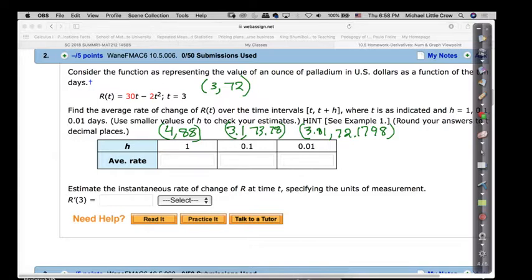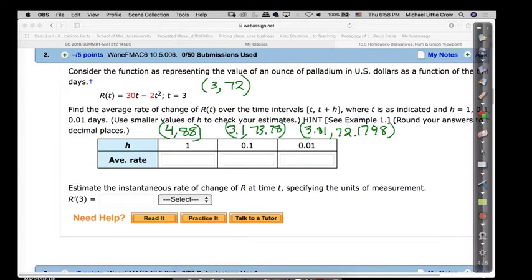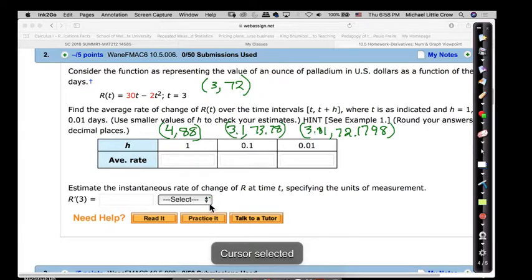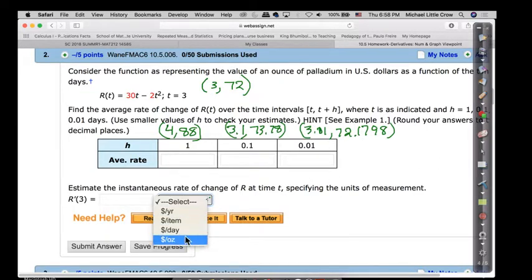Not too bad. Okay. And the other thing they throw in here is that when you get the average rate of change, you also have to tell what the slope is. So you have to read the problem, and hopefully if you read this, it's the value of an ounce of palladium in US dollars as a function of the days. So T is days, Y is dollars. Remember, Y is always on the top, so it's going to be dollars per day as a function of the time in days. Okay, so you just have to get that one from reading the question.